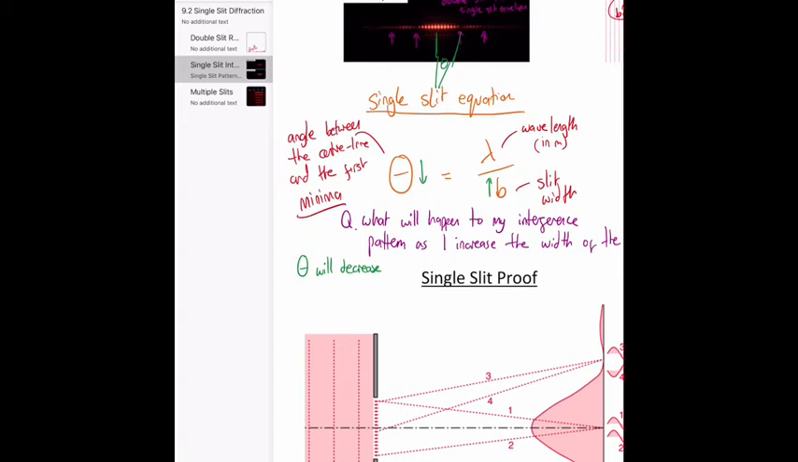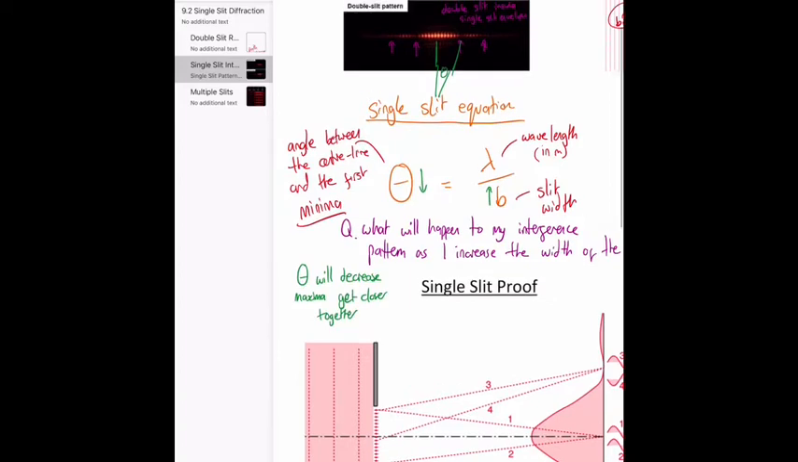So my maxima are going to get closer together. Also, if they get closer together, that means all that light is concentrated into a smaller area. So what does that mean for the appearance of the maximum fringes? Well, that means they're going to get brighter.